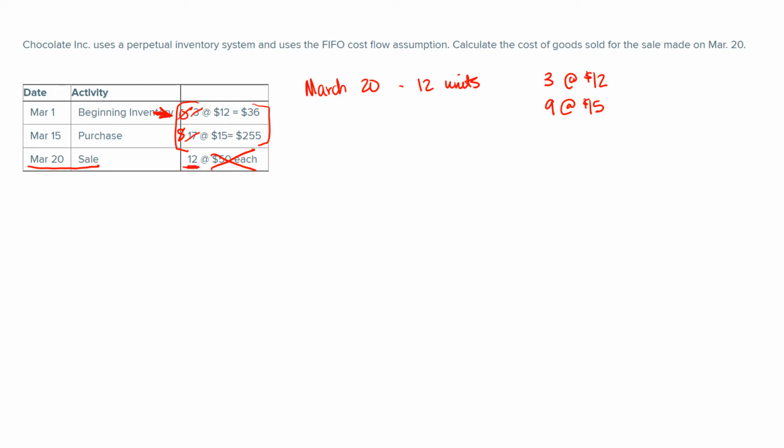So now to calculate the cost of goods sold, we need to continue here and figure out the total cost of goods sold for those goods that were sold on March 20th. So 3 at $12 is $36. 9 at $15 is $135. Add those costs together. That's $171, which represents the cost of goods sold on March 20th.